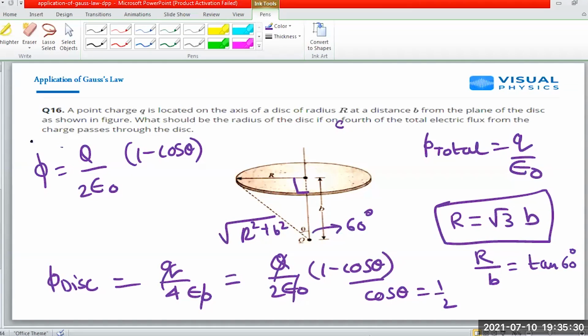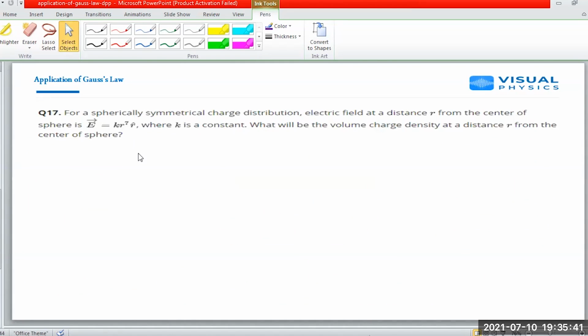If you know, I've already told you, learn by heart this formula, solid angle of a cone. So in this DPP, you can see I have stressed only on this particular concept again and again. Next, question number 17.